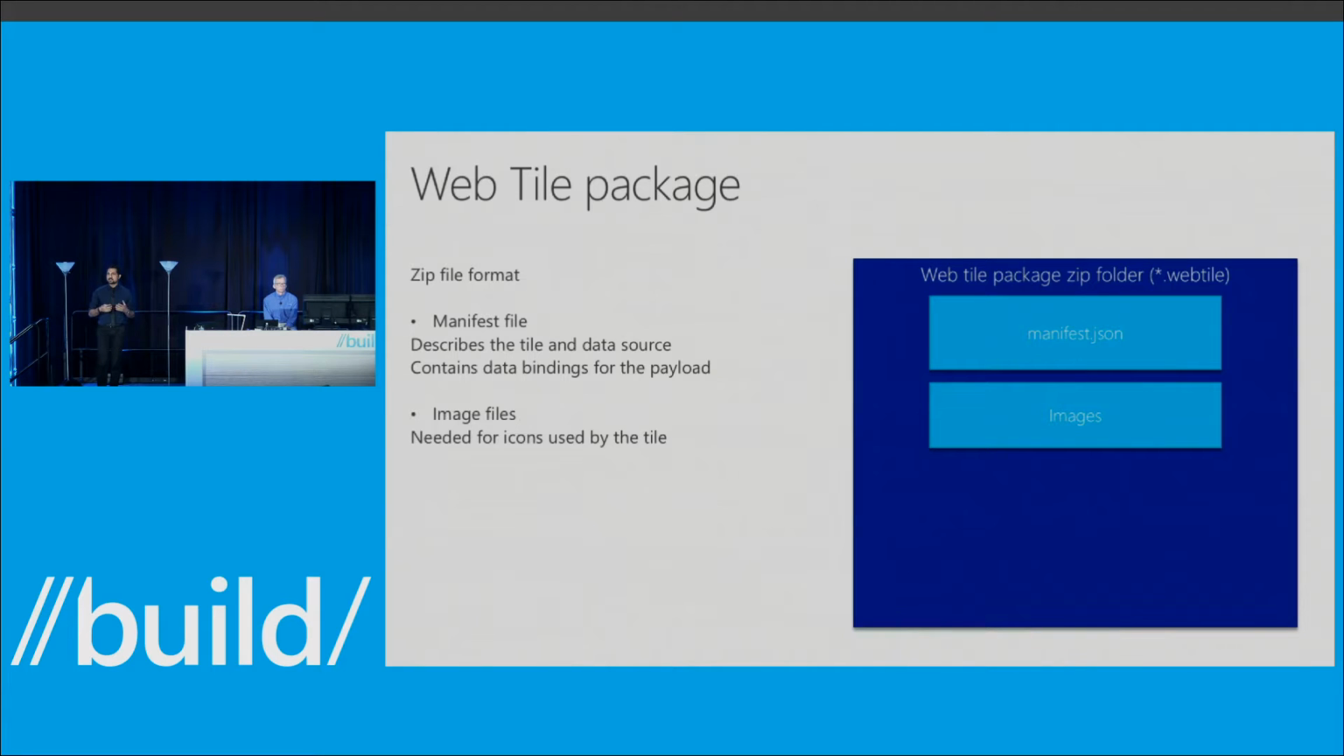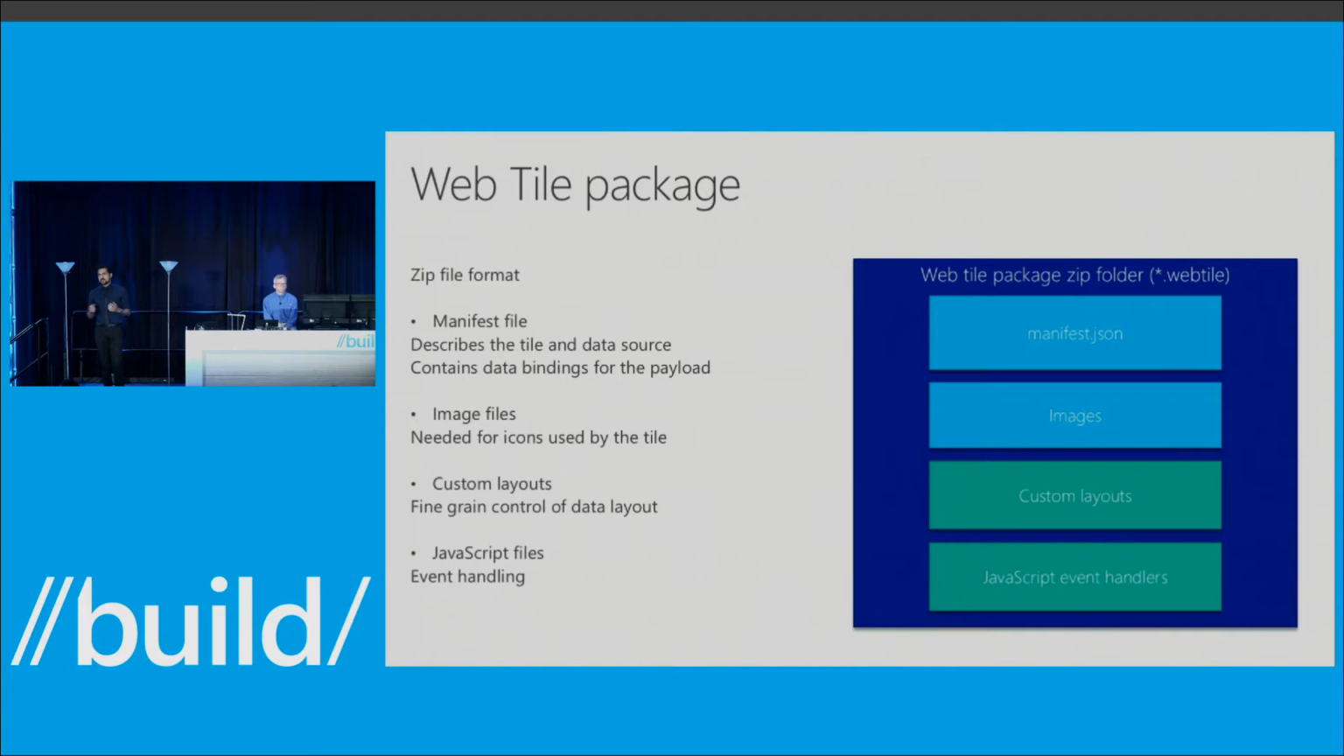Another thing that you want is the image files, because you're creating a tile on Microsoft Band. It has to have icons. If you want finer-grain controls, optionally you could have custom layouts, so you can have more granular control of how the content shows up. You could use some of the built-in layouts like a title and body, or some basic layouts that we ship, or you can have your own custom layouts.